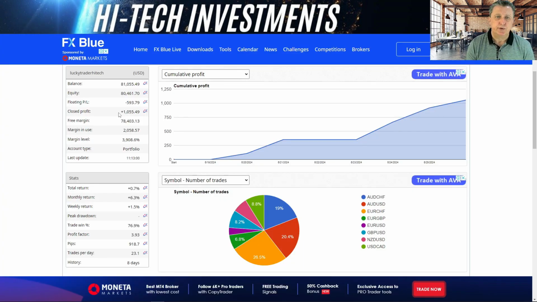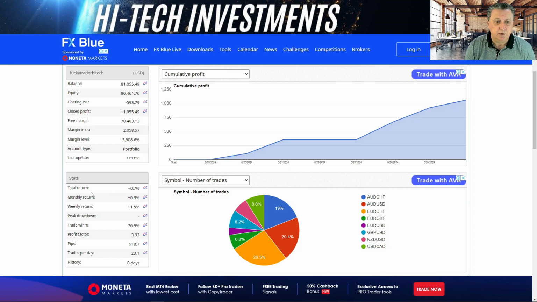Now, I did promise you also here that we're going to have a look at the live testing. So this is now on demo test, and this is all 8 currency pairs in one portfolio. You can see up here the balance is $81,055, and again started off with 8 $10,000 accounts in here. So obviously it has made a bit of money. Also, the equity is actually in plus at the moment, so 80,461 means that the floating profit and loss is currently sitting at about minus 593, and then closed profits, obviously that part is more than $1,000. Plenty of free margin that we have in here.